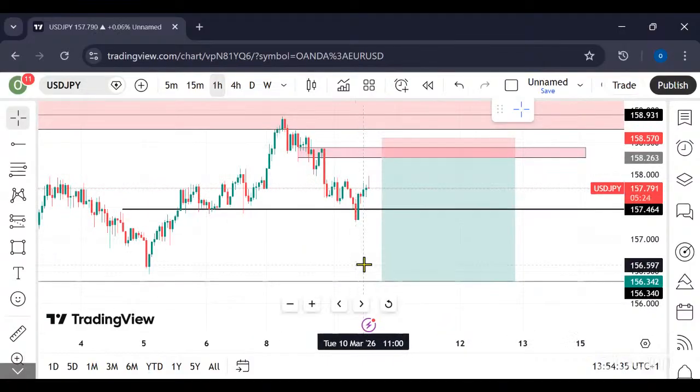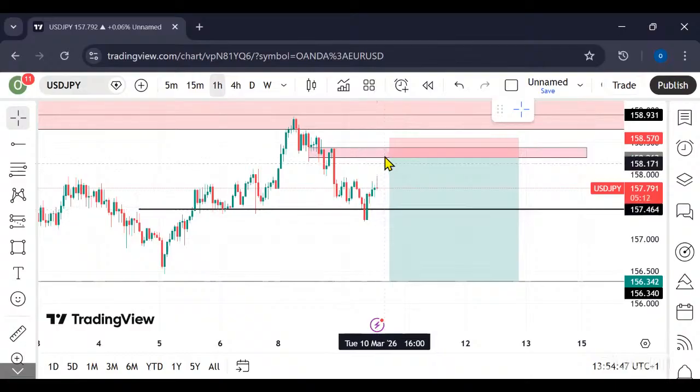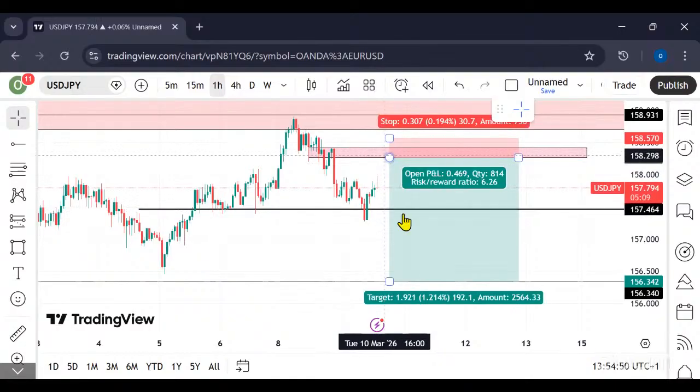All right. So I'm just waiting patiently. As you can see, this is my order block. This is my supply zone. I'm waiting for the market to head back to my supply zone here before I hit that sell. Okay. And this is where I'm targeting.